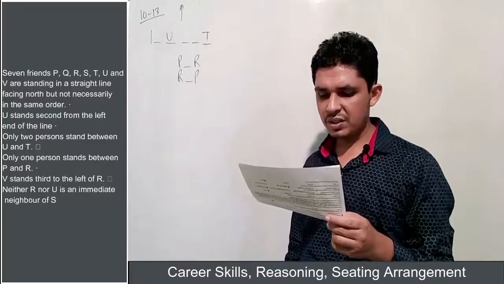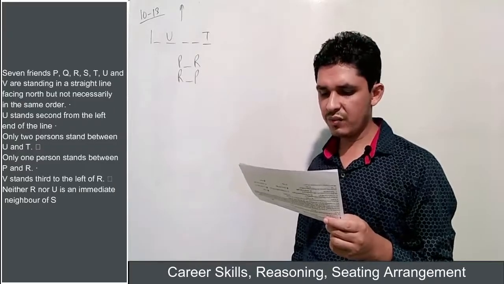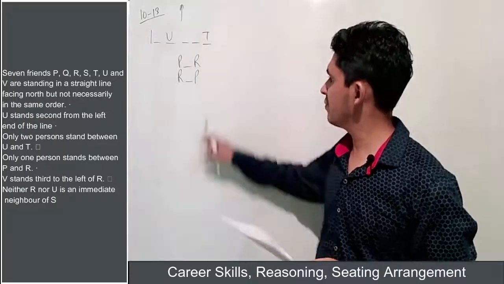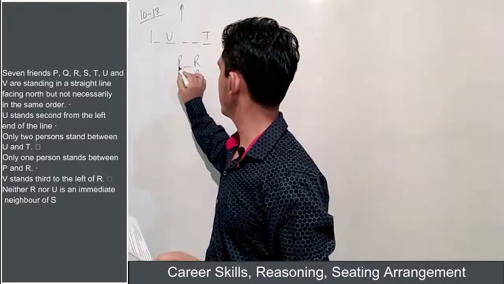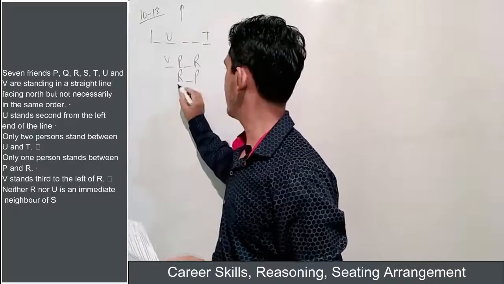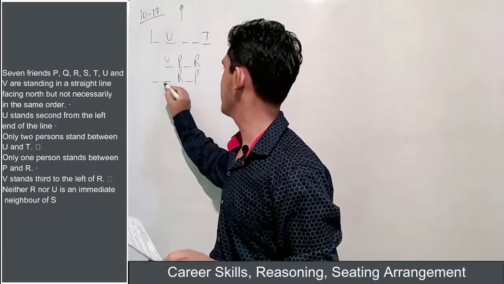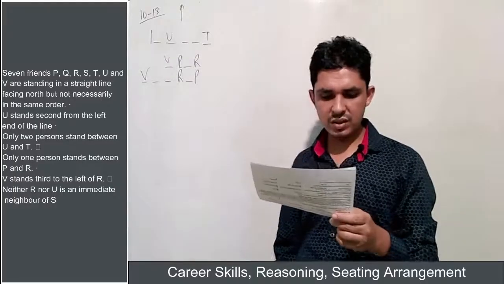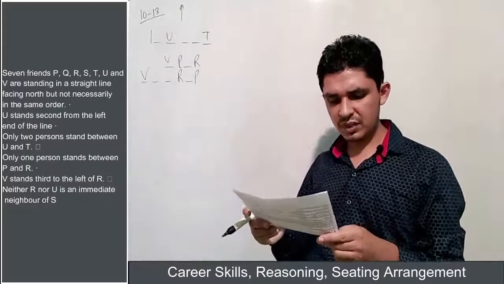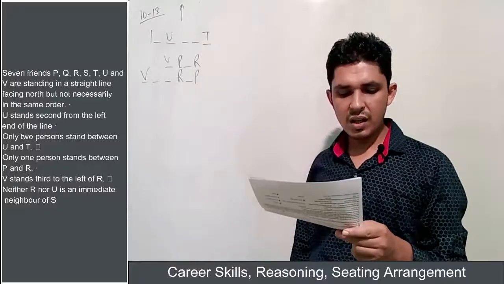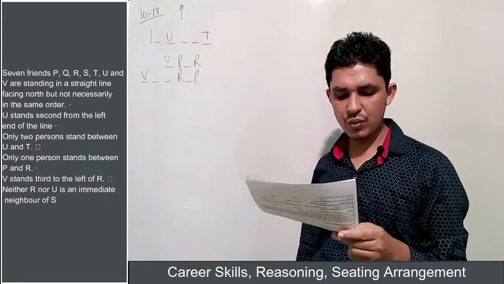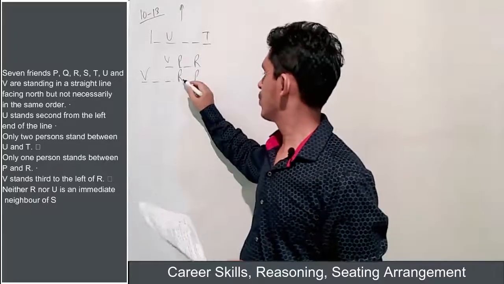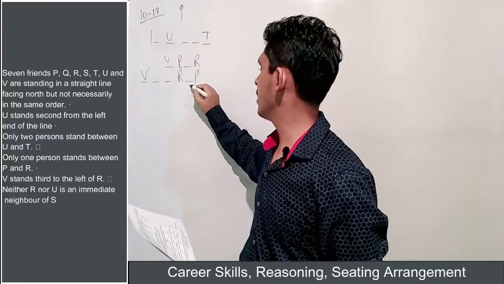Thereafter V stands third to the left of R. That means if R is here, V must be here, or if R is here, then V must be here. So let us check the position of V. Thereafter my last statement is that neither R nor U is an immediate neighbor of S. So that means S will not be here.